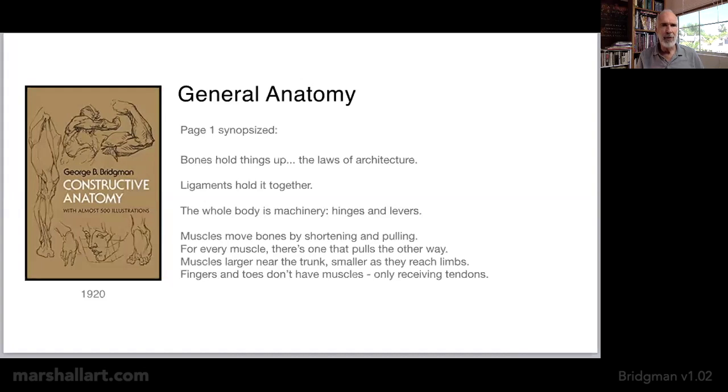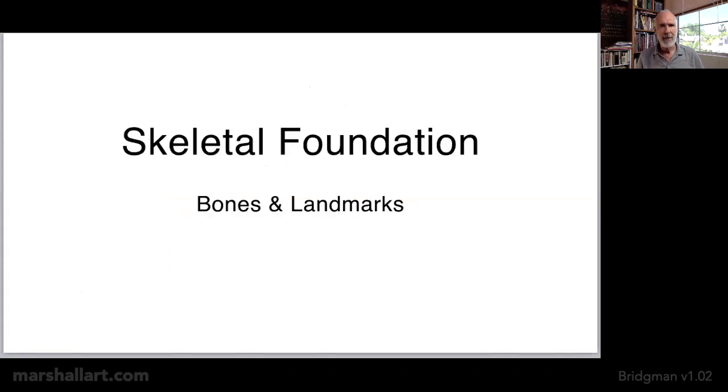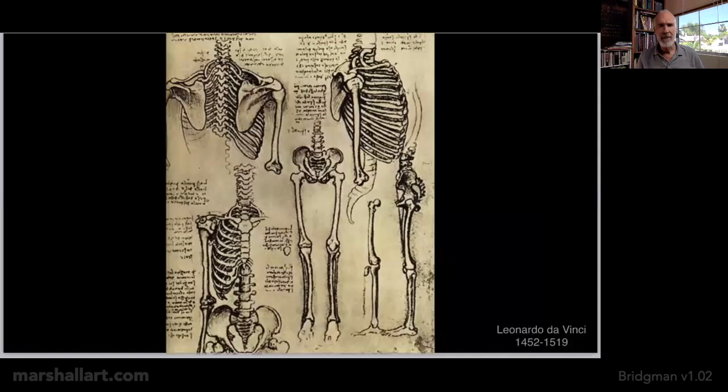Now, here's what I want to emphasize. Look at the screen. This is what we're going to spend the remainder of our time on. Bones hold things up, the laws of architecture. Skeletal foundation, bones, and landmarks. You will want drawing paper and you will want to make notes. We're going to have a picture of Dr. J. Fow's skeleton, and we're going to name the bones and their proportions and their landmarks and a little bit about their joints. There's Da Vinci doing scientific research on bones.